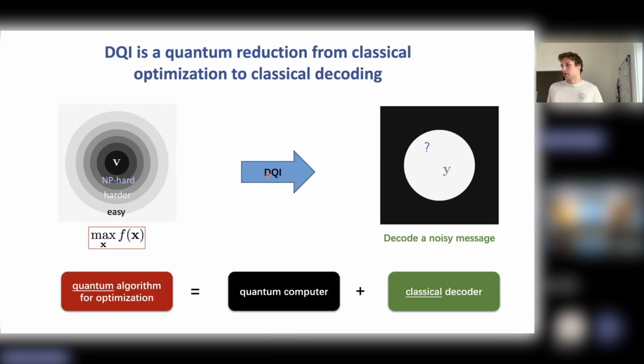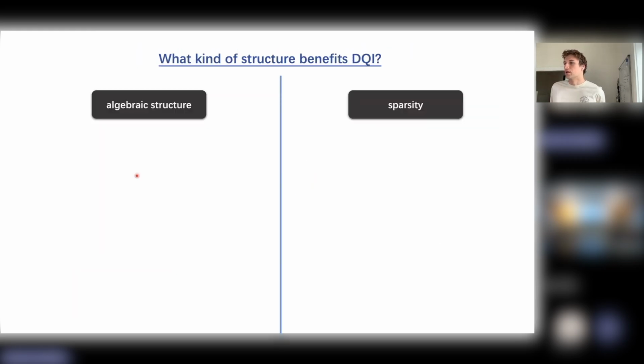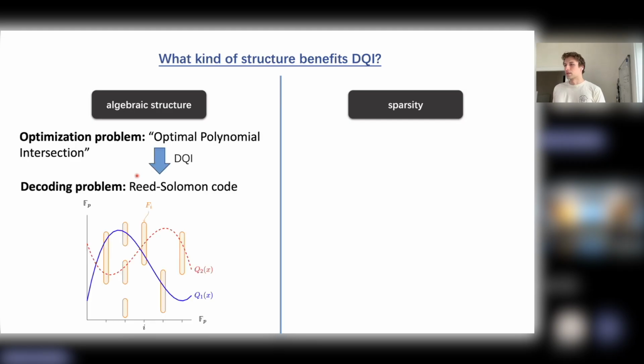That's the high-level idea. Now, of course, both these problems are NP-hard. Decoding is NP-hard, optimization is NP-hard. So by itself, this reduction doesn't immediately buy you something. If you want to get speedups out of this, you have to instantiate it with some kind of structure that makes the decoding problem easier.